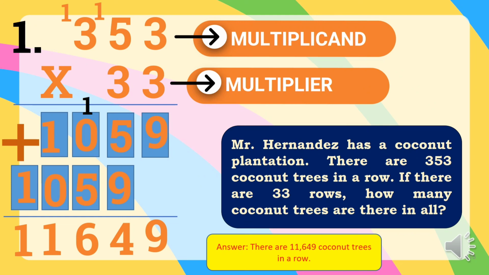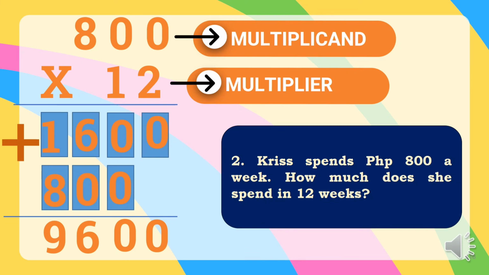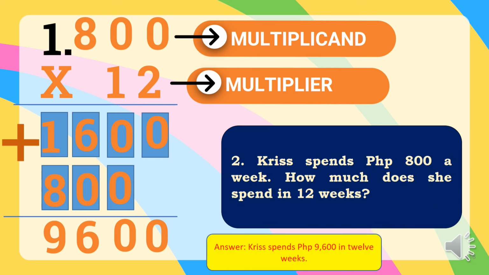Next is, Chris spends 800 pesos a week. How much does she spend in 12 weeks? 800 times 12 is equal to 9,600. So therefore, Chris spends 9,600 pesos in 12 weeks.